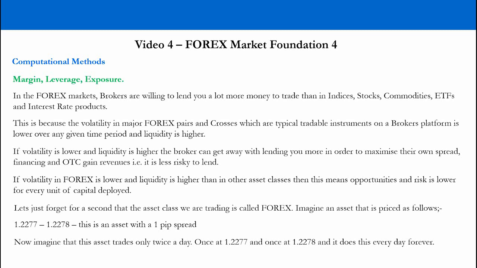So it's a lot less risky to lend retail traders money if they're trading less volatile instruments. And Forex is much lower volatility and much higher liquidity than any other asset class. Therefore, it basically means the broker has much less risk for every unit of capital that they deploy in a Forex pair to a retail trader. So because they've got less risk, they can get away with lending much more.